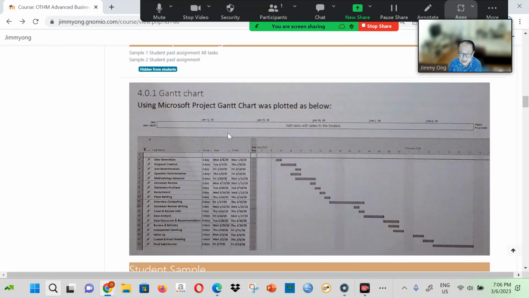Okay, this is what I mean by a Gantt chart, right? You need to have a Gantt chart, and this Gantt chart was made with Microsoft Project, and this is the duration. Of course, you can't see clearly what you're going to do here, right?